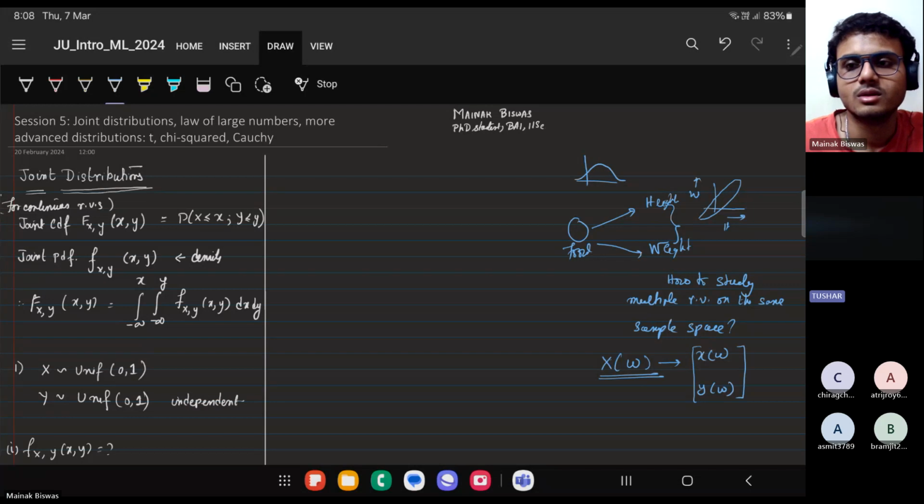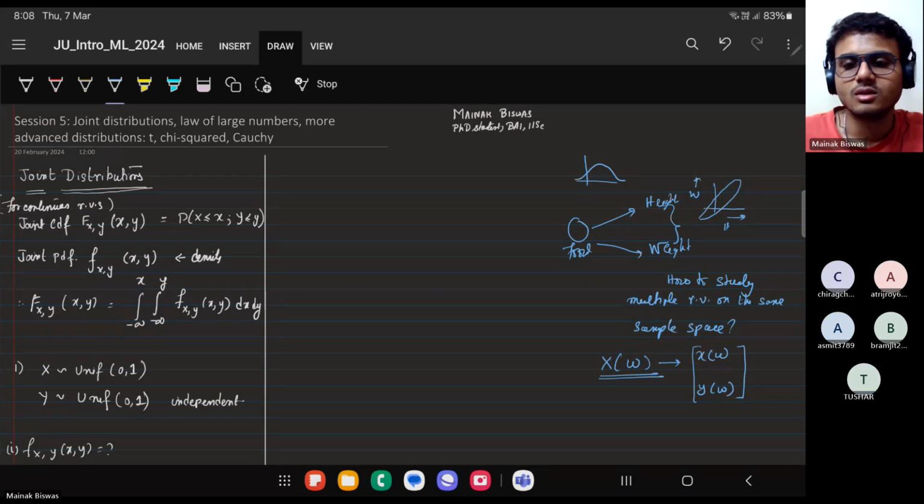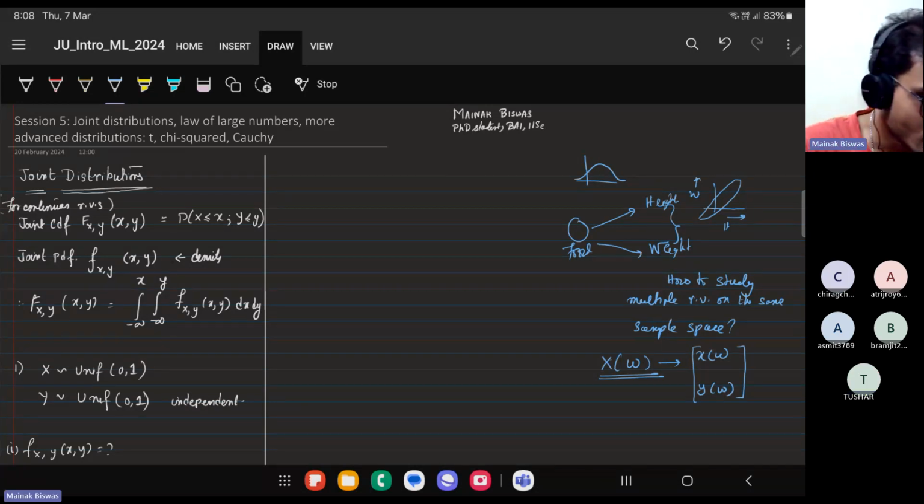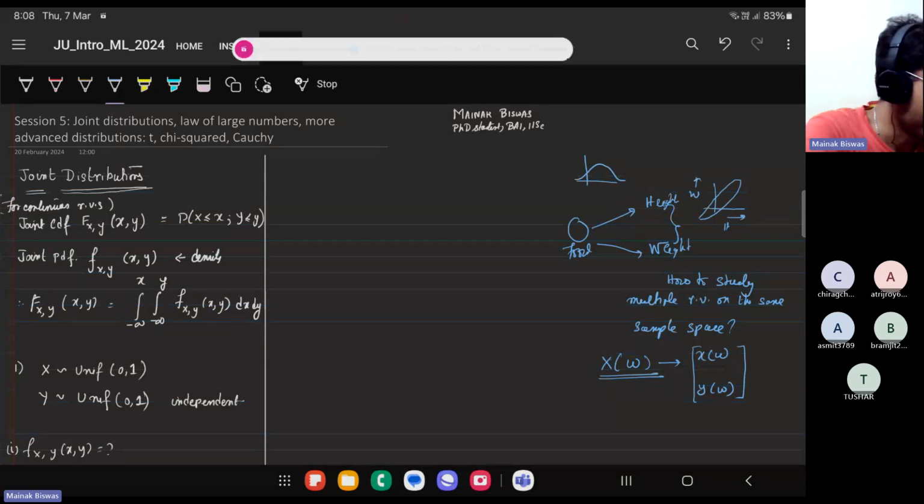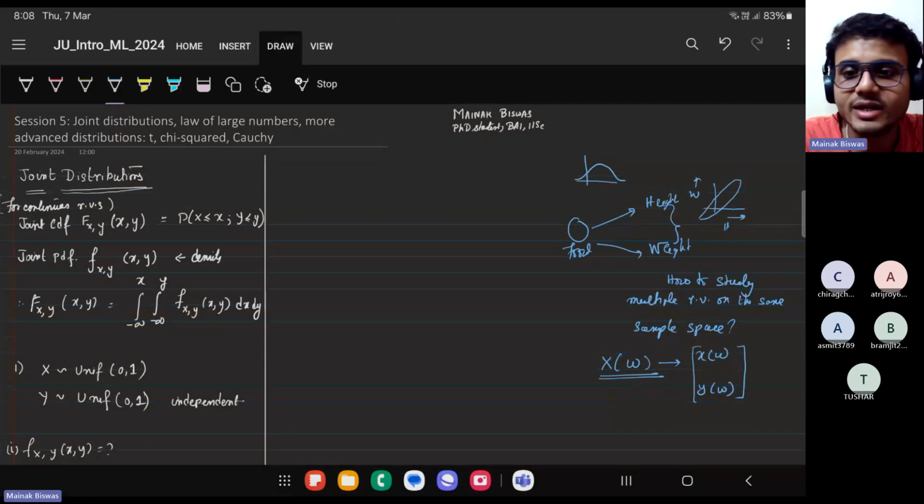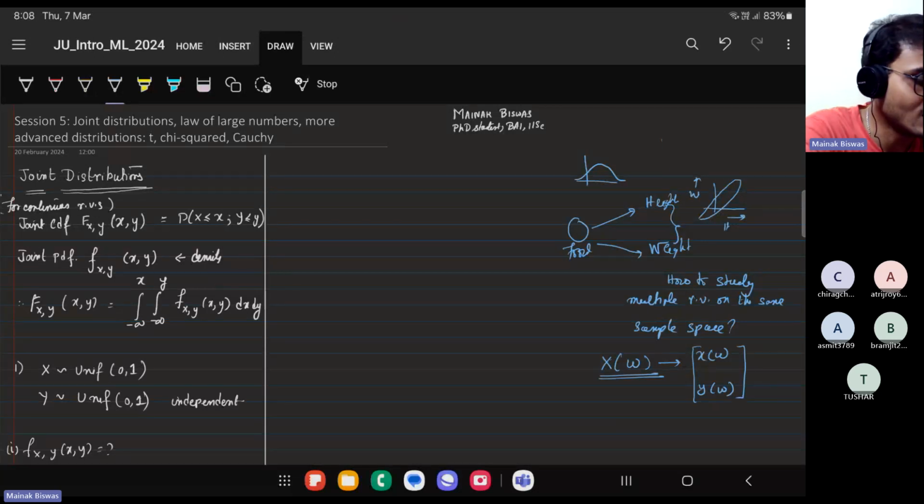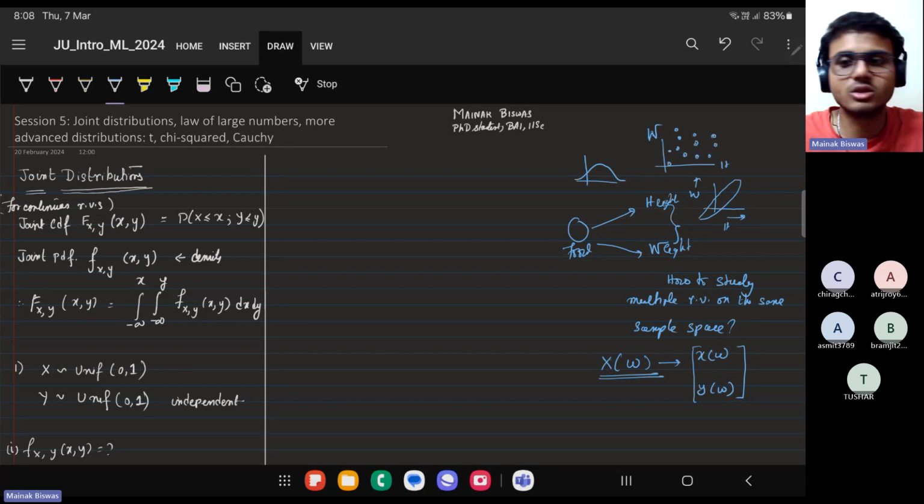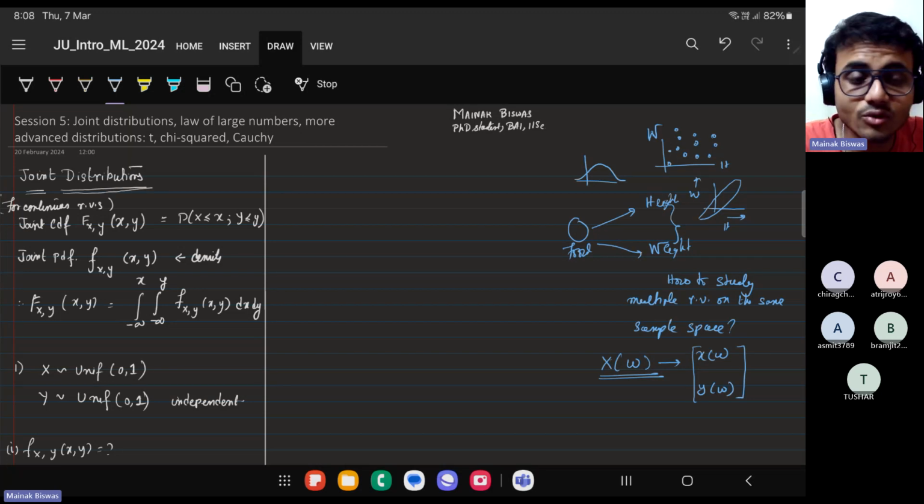So X of omega and Y of omega can be two values that it can take. For example, omega can be the food, and you output the weight and the height that you will generate from eating that food. So in a class, you can have a height and a weight distribution. You can have points of people having some height and some weight. I'm just giving one example.